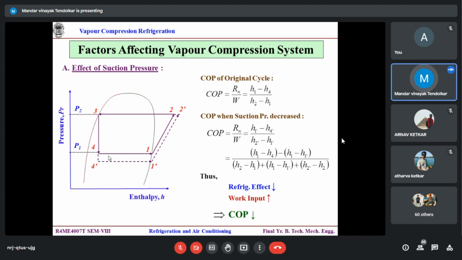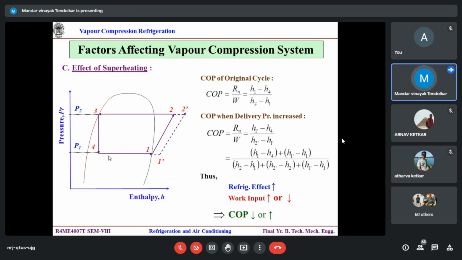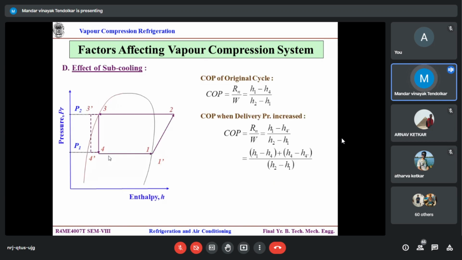But because of this, 3 dash to 4 dash is my isenthalpic expansion process. Now compressor work is the same. There is a small change, but my refrigeration effect is increased. Instead of 1 minus 4, now this is 1 minus 4 dash. The compressor work is the same, but refrigeration effect is increased, and as such COP increases. So this is the only assured method for the increase in COP. Do you agree? Yes, sir.